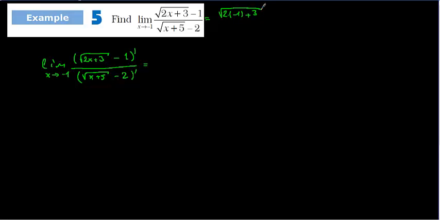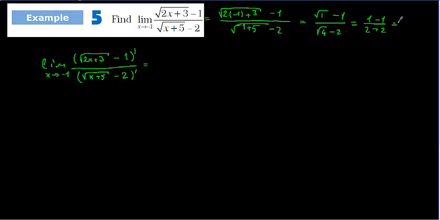It's going to be equal to 2 minus 1, 2 times minus 1, 3, minus 1 over minus 1 plus 5 minus 2, which is equal to root 1 minus 1 over root 4 minus 2, which is equal to 1 minus 1 over 2 minus 2, 0 over 0. This is the indeterminate form. Okay, now I can apply the L'Hopital rule.